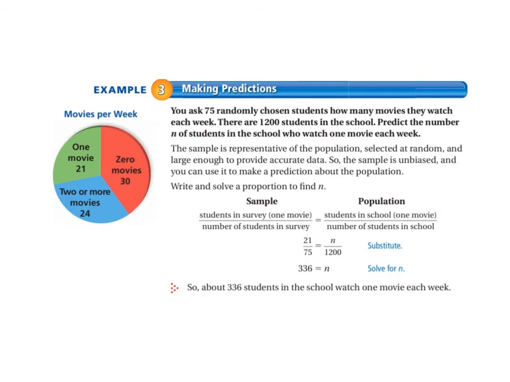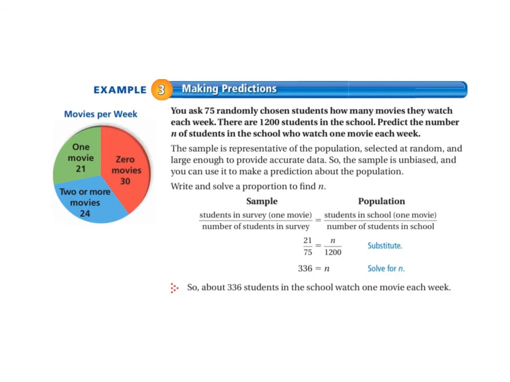Example 3, making predictions. You ask 75 randomly chosen students how many movies they watch each week. There are 1,200 students in the school. Predict the number N of students in the school who watch one movie each week. The sample is representative of the population, selected at random, and large enough to provide accurate data. So the sample is unbiased, and you can use it to make a prediction about the population. Write and solve a proportion to find N.